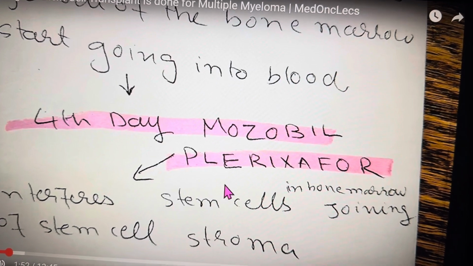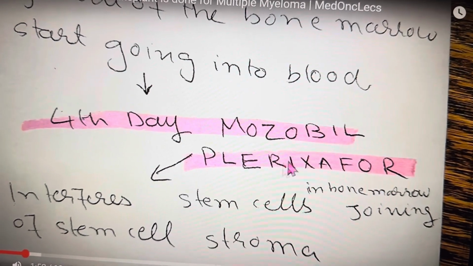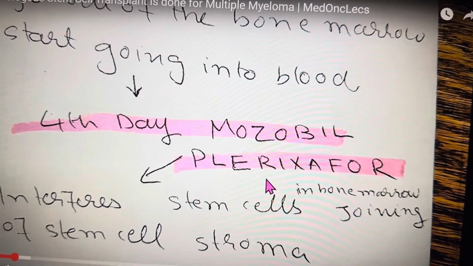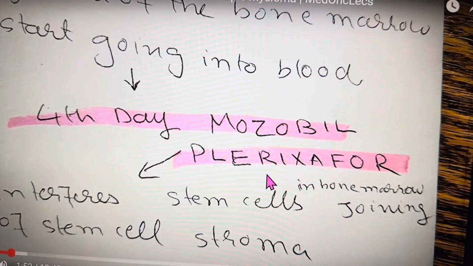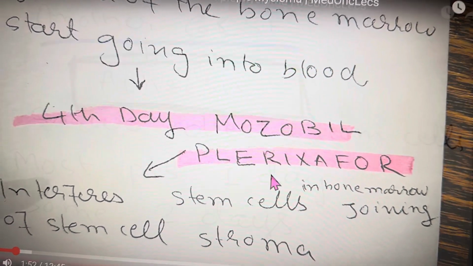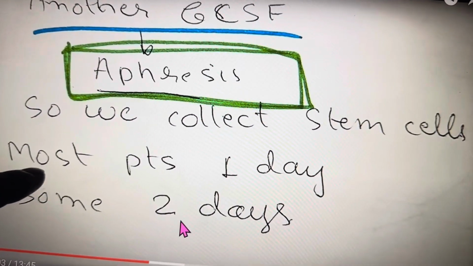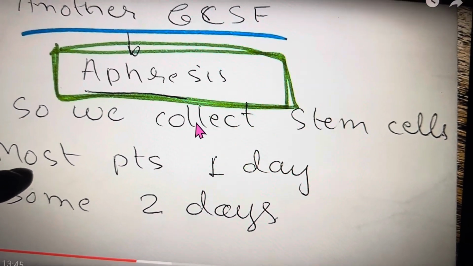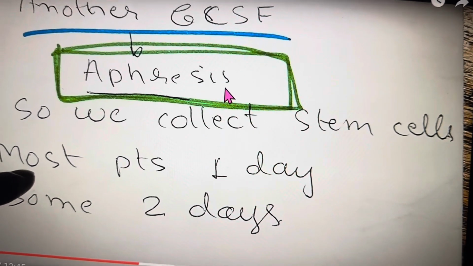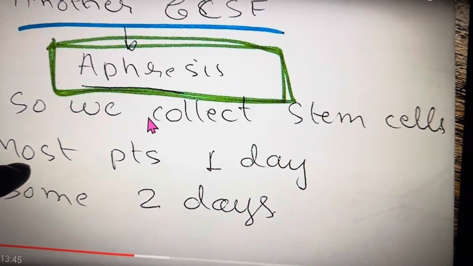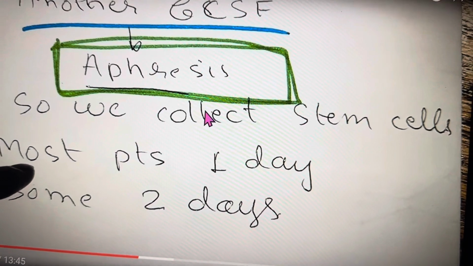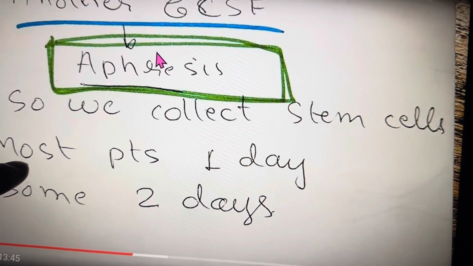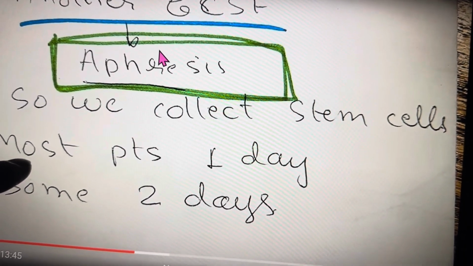Mozobil, plerixafor. This medication basically pushes the stem cells to come more into the blood so that we can collect more stem cells. Then we check if there are enough CD34 positive cells in the blood. Then we do apheresis and remove the CD34 positive cells. Now we have collected our stem cells from the patient, and we will treat them in the laboratory with either gene therapy or gene editing.